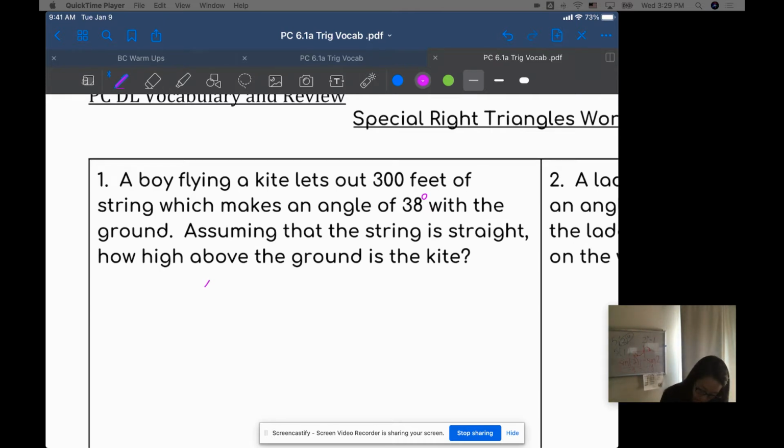So if the kite is right here and the string is straight to me, this little dot, the angle that the string is coming out in relation to the ground is 38 degrees, which I'm going to call theta. And I know that the string itself is 300 feet.